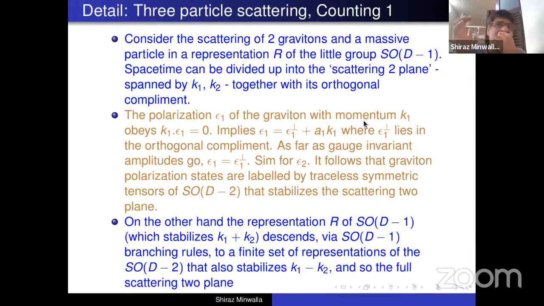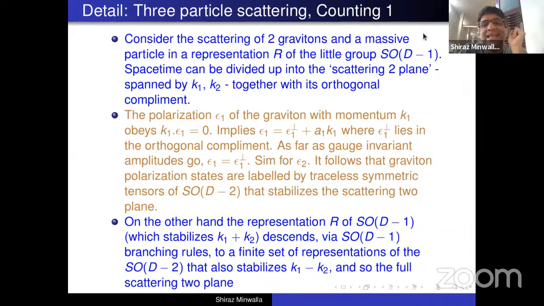Now, this SO(D-1) is the SO(D-1) that is orthogonal to K1 plus K2, where K1 and K2 are the momenta of the two gravitons. K1 plus K2 is proportional to the momentum of this massive particle, and the SO(D-1) is orthogonal to the momentum of this massive particle. Okay, K1 plus K2 is part of the scattering 2-plane, but there's another vector in the scattering 2-plane, K1 minus K2.